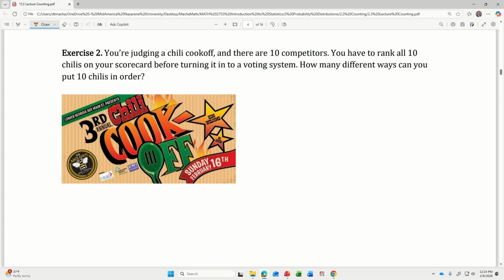This would be a permutation of a set of 10 chilies. And you don't have to tell me the exact number, right? But Sarah, how would I determine how many different ways I can put 10 chilies in order?